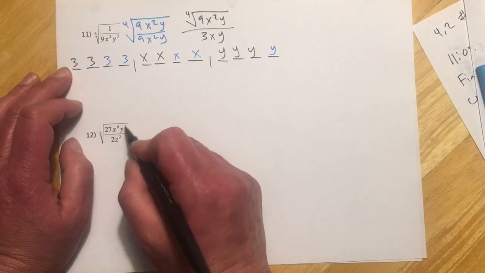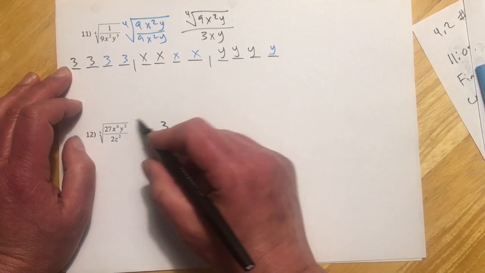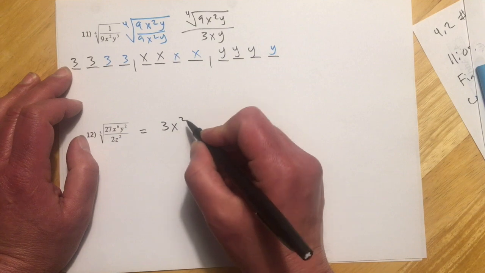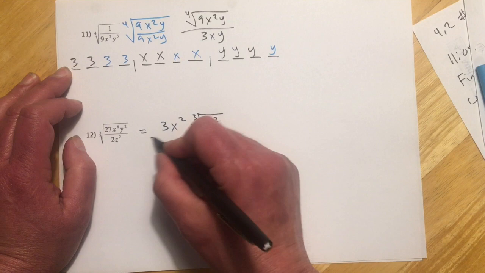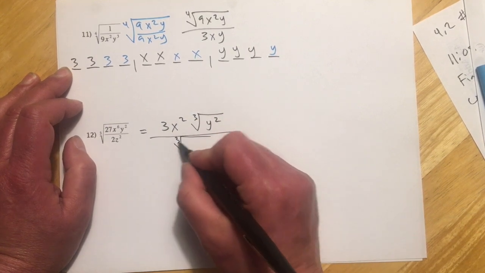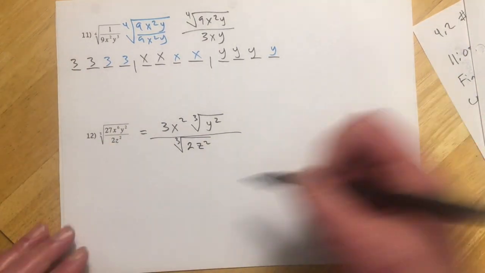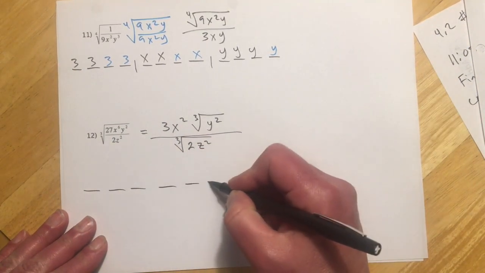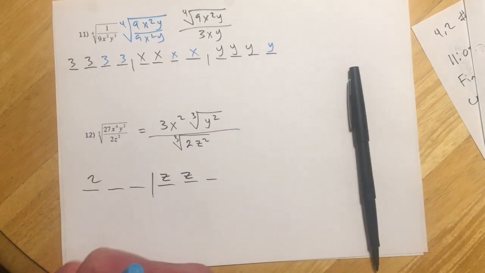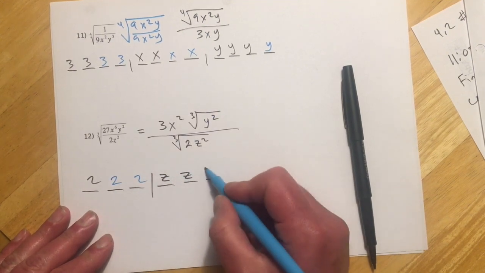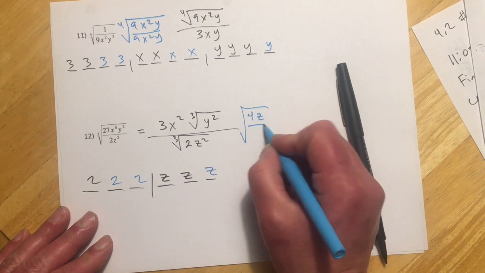Number 12, I'd want to do the numerator first. So cube root of 27 is going to bring out a 3. 3 goes into 6 twice, so 2 x's come out. And there's not enough y's, so the y squared has to stay inside. And then downstairs, that leaves me 2z squared. Here, I have a 2 and a couple of z's, and so I need 2 more 2's and 1 more z. So 4 and z.